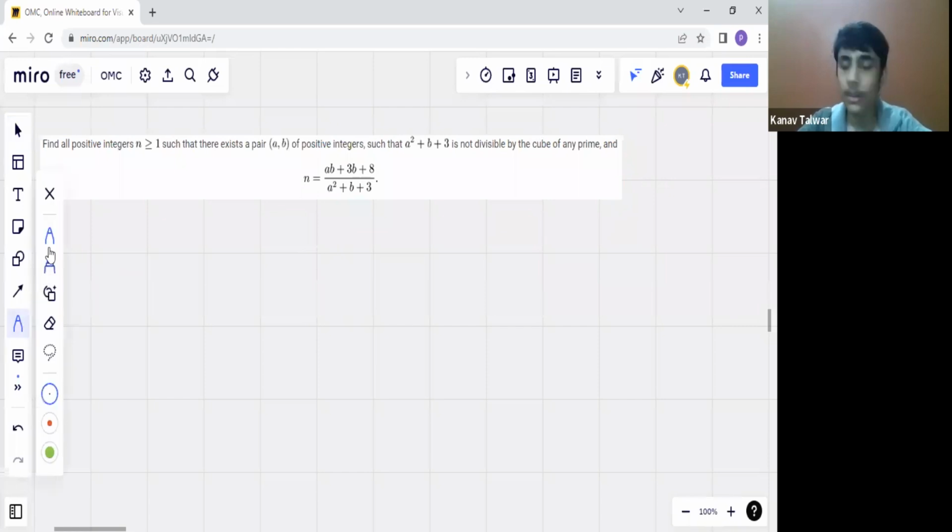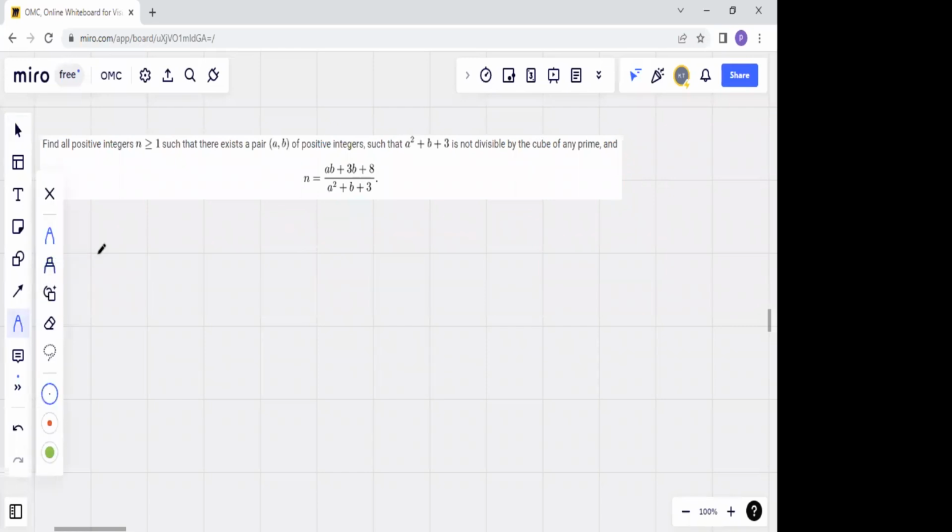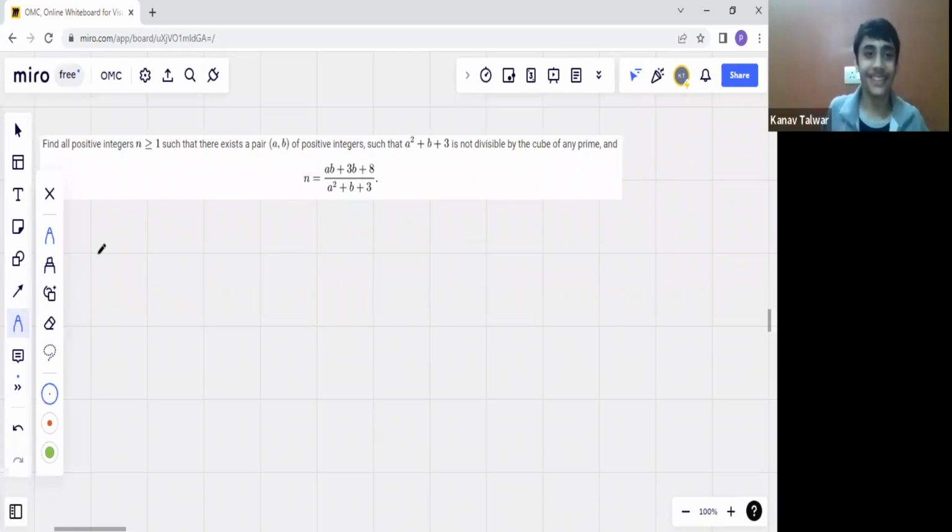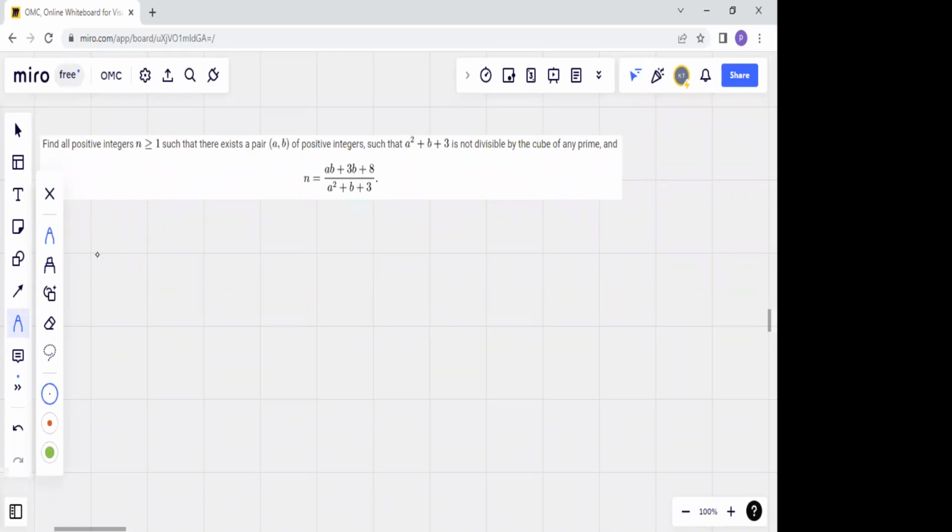So is the problem visible? This is an absolutely brilliant problem. This is very good. The statement is beautiful.